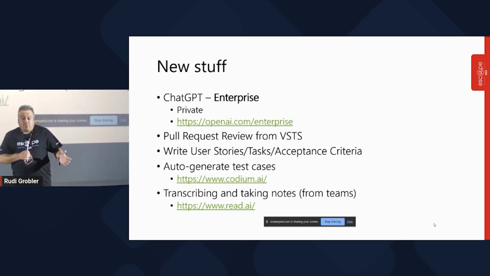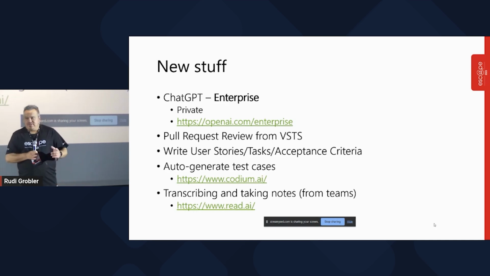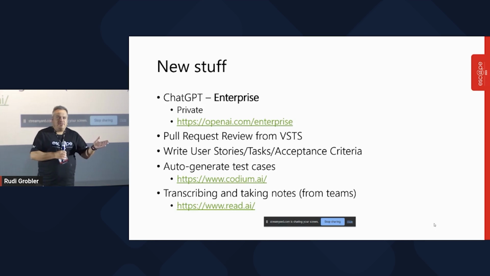You can ask it to write automated tests for you. So there's a product called Codium that can write use cases or test cases for you. You can also ask it, for instance from Teams, to transcribe your Teams meetings for you, and it would actually give you notes or transcriptions of the messages that you've got.